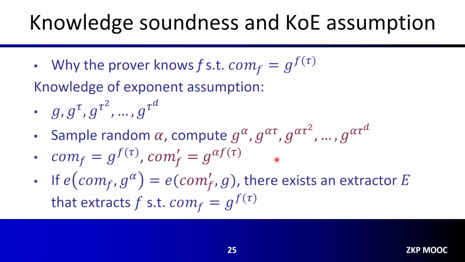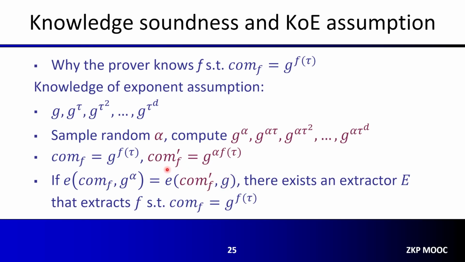So after that, in the verification, we are going to check an additional pairing equation. This equation is essentially checking the relationship between these two components of the commitment. We are going to do the pairing of the first commitment with g to the alpha, and then we are going to check it against the pairing between this commitment prime with the generator g.